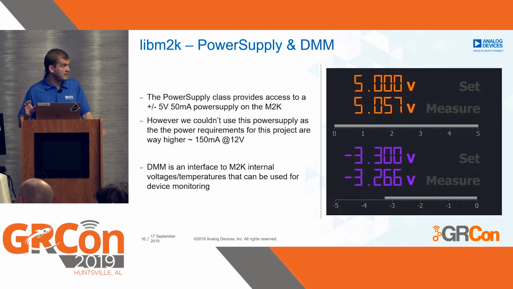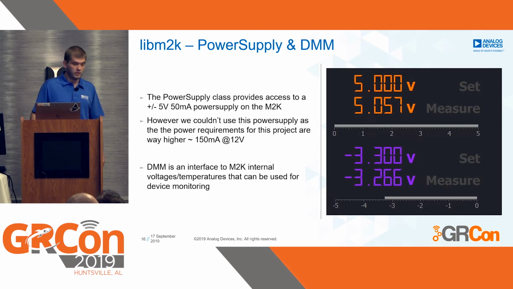The picture on the right is actually a screenshot from Scopy, and it shows that you have 5 volts on the positive output and minus 3 on the negative output. The DMM is an interface to the M2K's internal voltages and temperatures and can be used for different kinds of device monitoring.